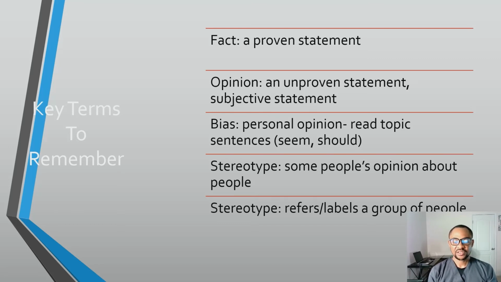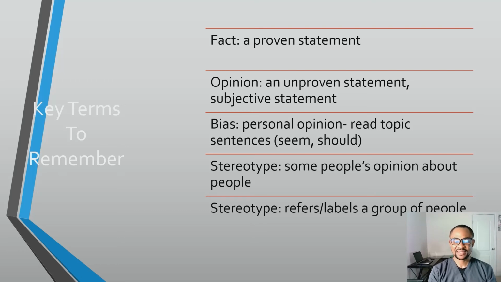Then stereotypes. Stereotype is some people's opinion about people. So they refer to or label a group of people. So people who are stereotypical, they refer to particular people or a particular thing in a certain manner, or they label a group of people. So that is the meaning of stereotype. So when you are reading a passage and it is talking about something based on a subjective view, that passage is signaling to be stereotypical.